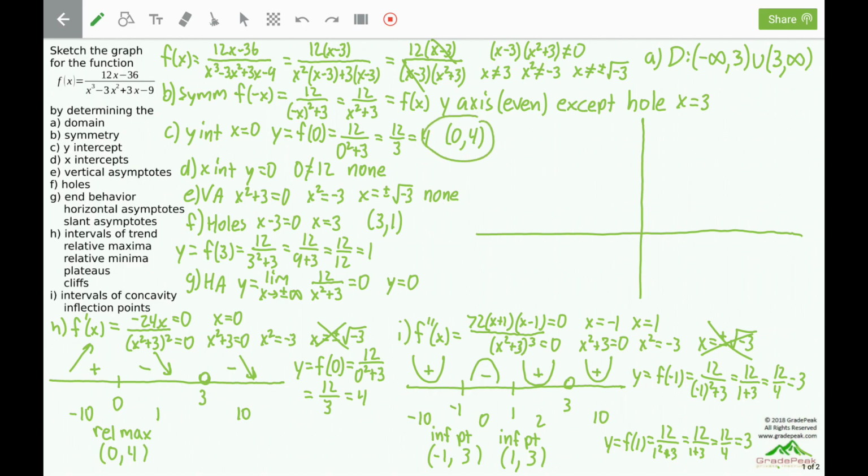We have a y-intercept at 0, 4. We can graph that at 0, 4, about right here, and we can label it. We have no x-intercepts. We will be sure that it does not cross the x-axis. We have no vertical asymptotes. We do have a hole in the graph at 3, 1. That'll be somewhere about right here.